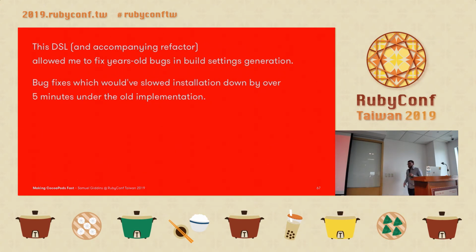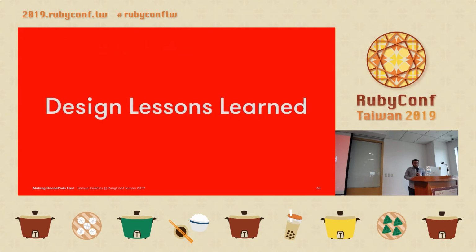So this DSL and a quote-unquote big refactor I did allowed me to fix years-old bugs in build settings generation. Bugs that I tried to fix under the old approach, and it slowed down installation to be more than 5 or 10 minutes with the old implementation. So I came out of this with CocoaPods being a bunch faster, but also, it turns out, learning a bunch about software design.